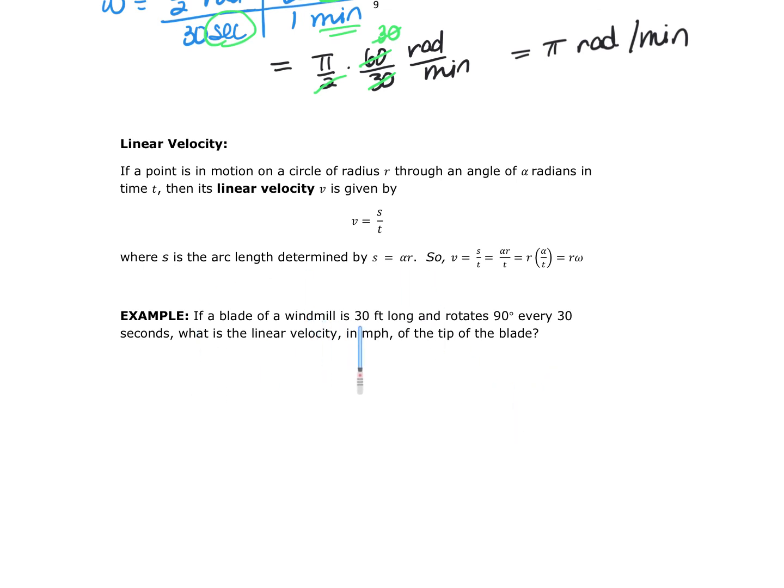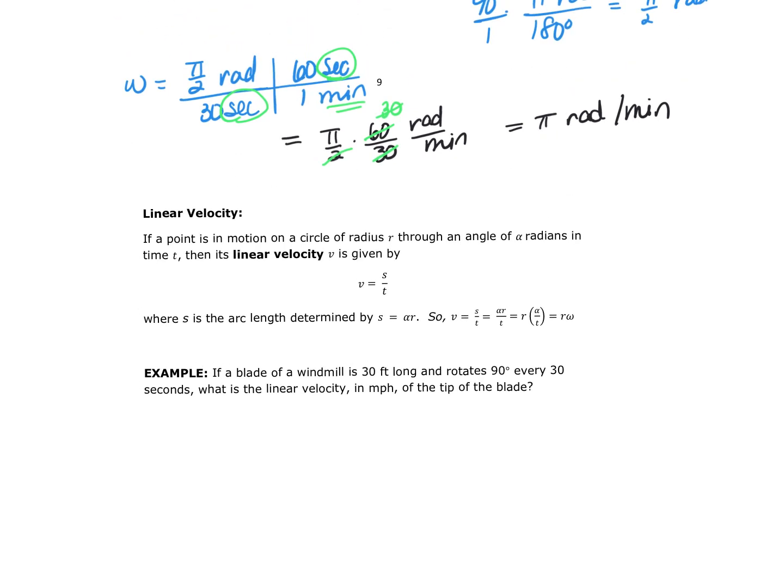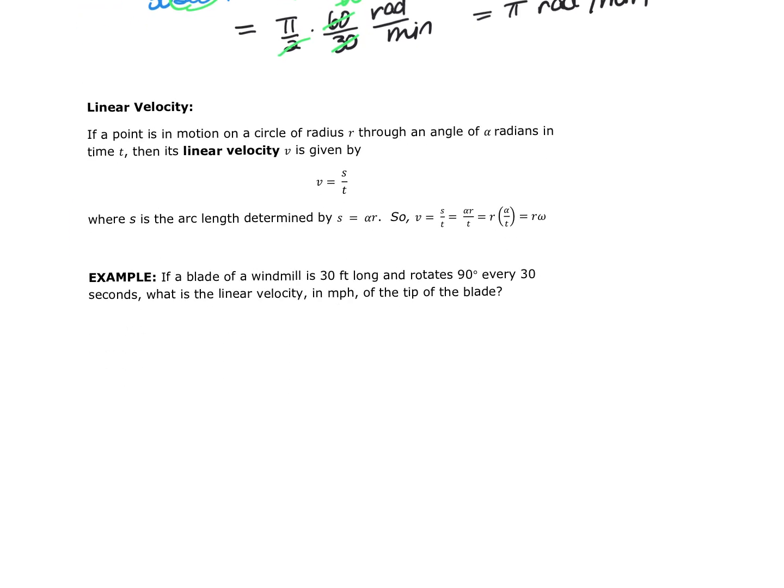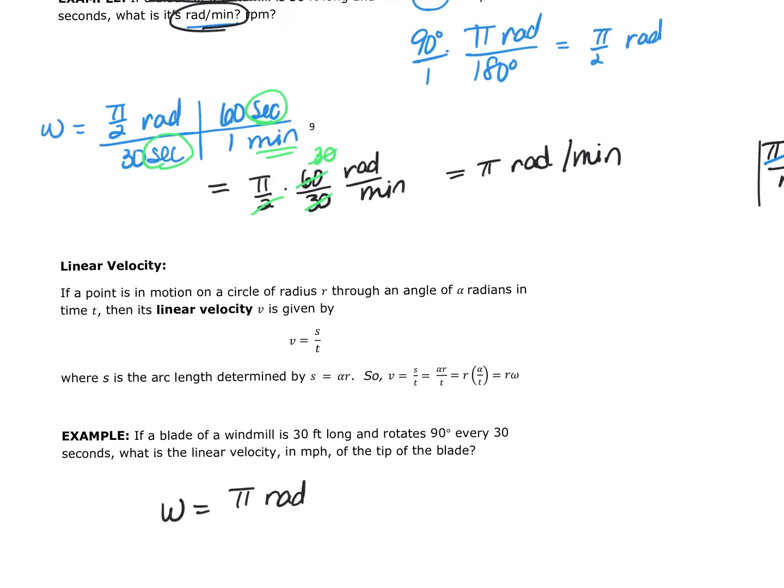If a windmill is 30 feet long and rotates 90 degrees every 30 seconds, what is the linear velocity in miles per hour? Now, we already did part of this. We already found up here the angular velocity. Remember, we found that to be pi radians per minute. But now we need to have the length. So we know that our omega is pi radians per minute.